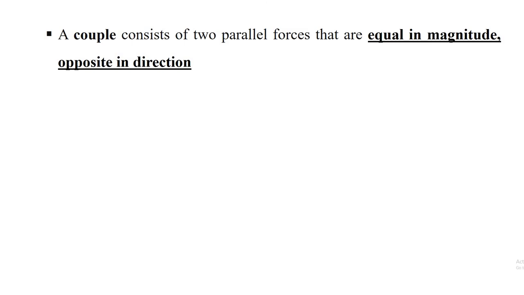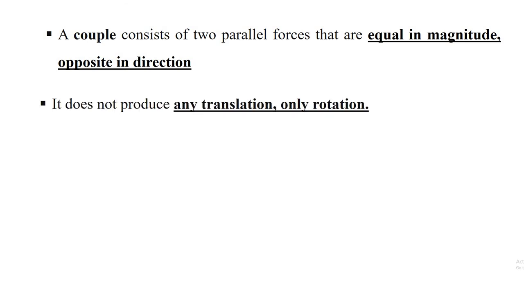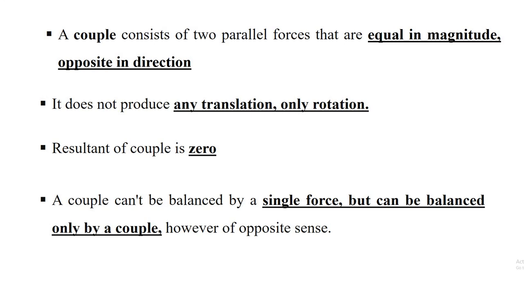Now we have some important characteristics of a couple. A couple consists of two parallel forces that are equal in magnitude and opposite in direction. It does not produce any translation because the summation of forces is 0. Okay, so no translation, only rotation. Do we have any resultant? Because they are equal and opposite in magnitude, the resultant of a couple is 0. And a couple cannot be balanced by a single force. You have to apply another couple of opposite sense.